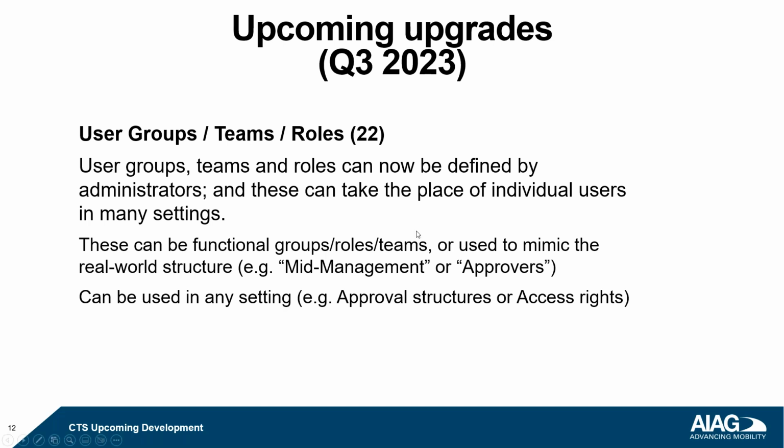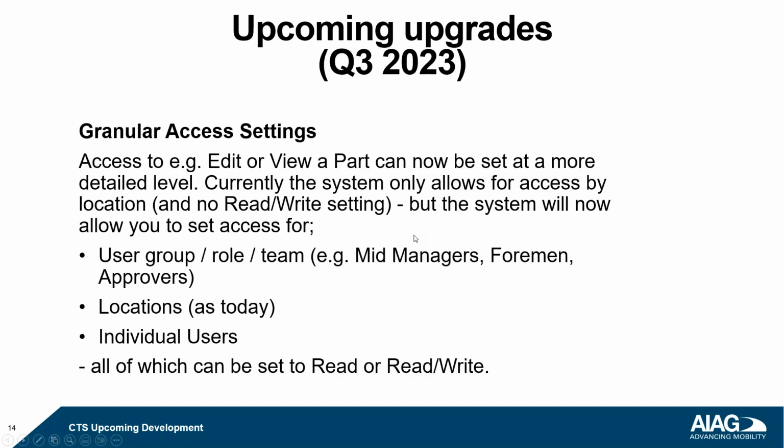And really now I'm jumping ahead a little bit because I want to talk about the granular access settings, which is what's coming in what I'm just talking about here. So for example, access to edit or view a part can now be set at a more detailed level. Currently, the system only allows for access by location and no read-write setting, but the system will now allow you to set access for groups, roles, teams, locations, individual users, and you can set them all to read or read-write. So a lot more control for you.